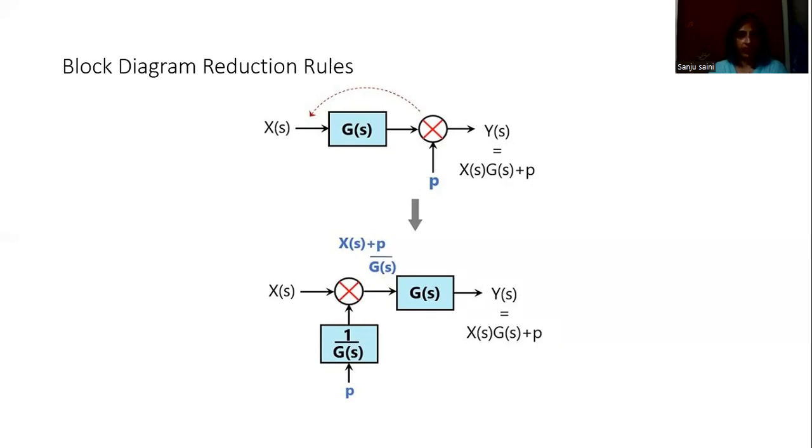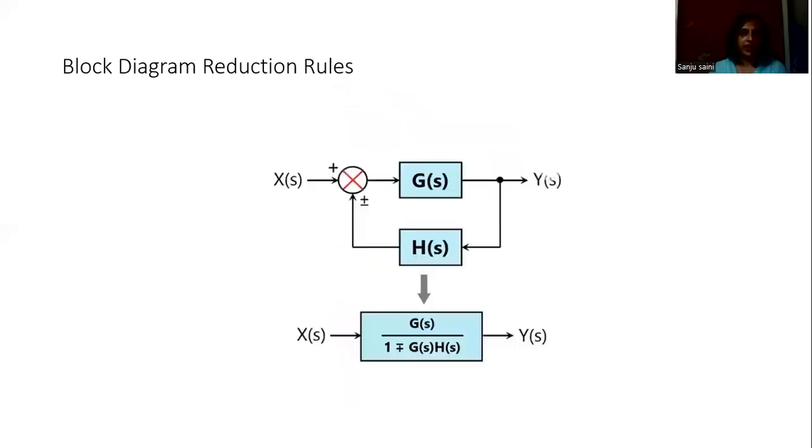in case we are making the summer ahead of a block, then we have to add a transfer function 1 by G(s). In case it is to be moved after a block, then we have to add a transfer function G(s) in the forward path. And similarly, we have derived the rules for the takeoff point to be shifted before a block or after a block.